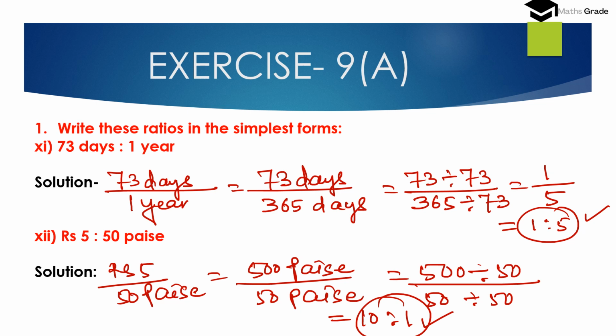So when we convert ratios into the simplest form, first find out the common ratio. After finding the common ratio, divide the antecedent and the consequent both by the common ratio. And the ratio that we get after dividing is the simplest form of the given ratio.